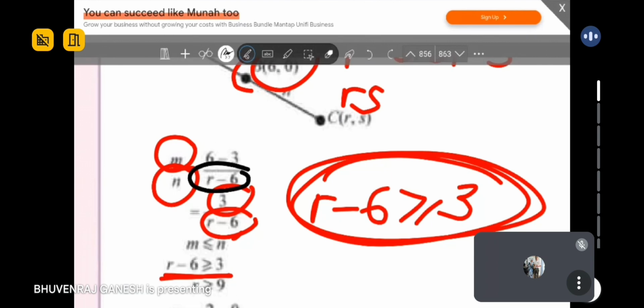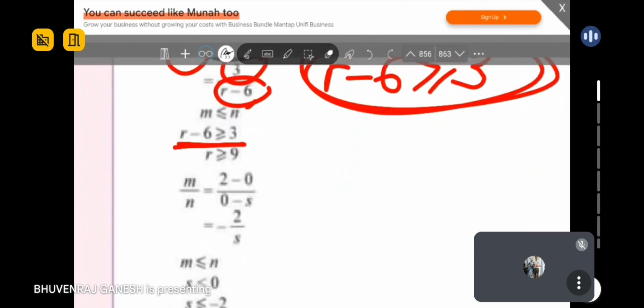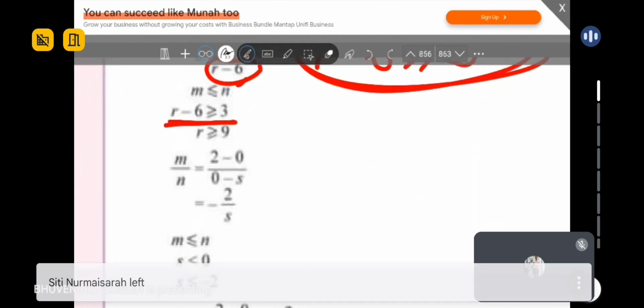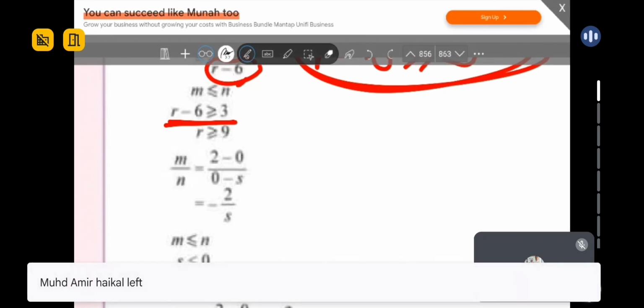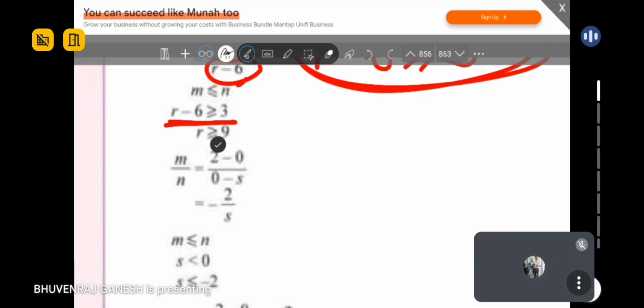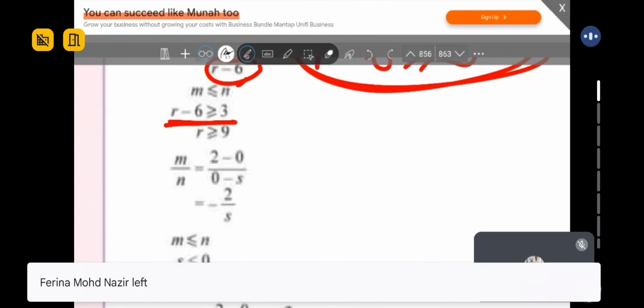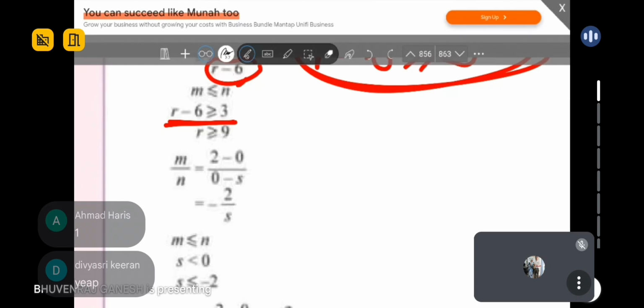Okay, so means that R minus 6 greater than 6 minus 3. Okay? Same concept untuk S. You use the exact same thing. Okay, so M less than or equal to N. So means that N is greater than M. Nilai ni lebih besar dari nilai M. Okay, so you just need to solve the inequality. Selesaikan ketaksamaan saja. Then you will get the answer for S. Okay? Are you guys clear? Boleh? Can guys? Okay.